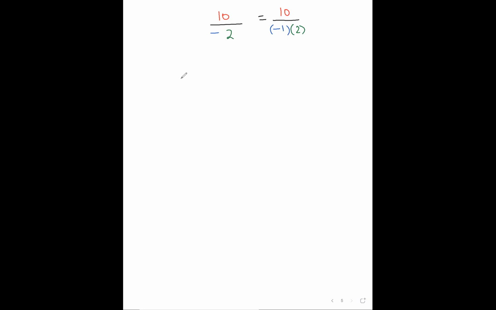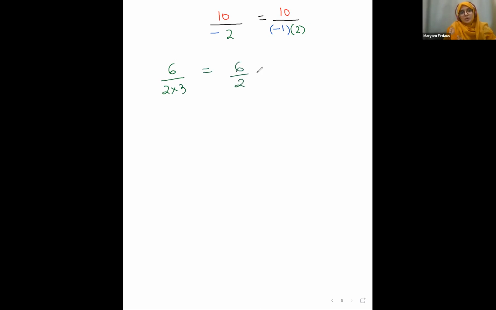Hiba, can you tell me if I say 5 divided by 2 into 3? Okay. Will this be okay? Not 2 into 3. Let's change this to 6 divided by 2 into 3. Can I say this is equal to 6 divided by 2 multiplied by 1 by 3? Can I say it like that? Yes, I can.